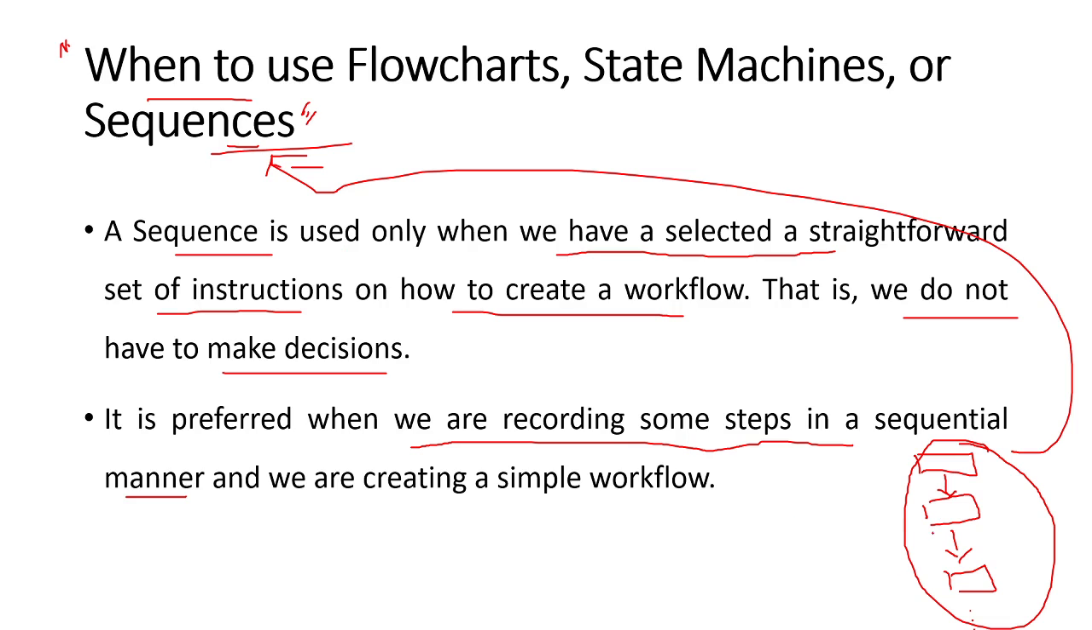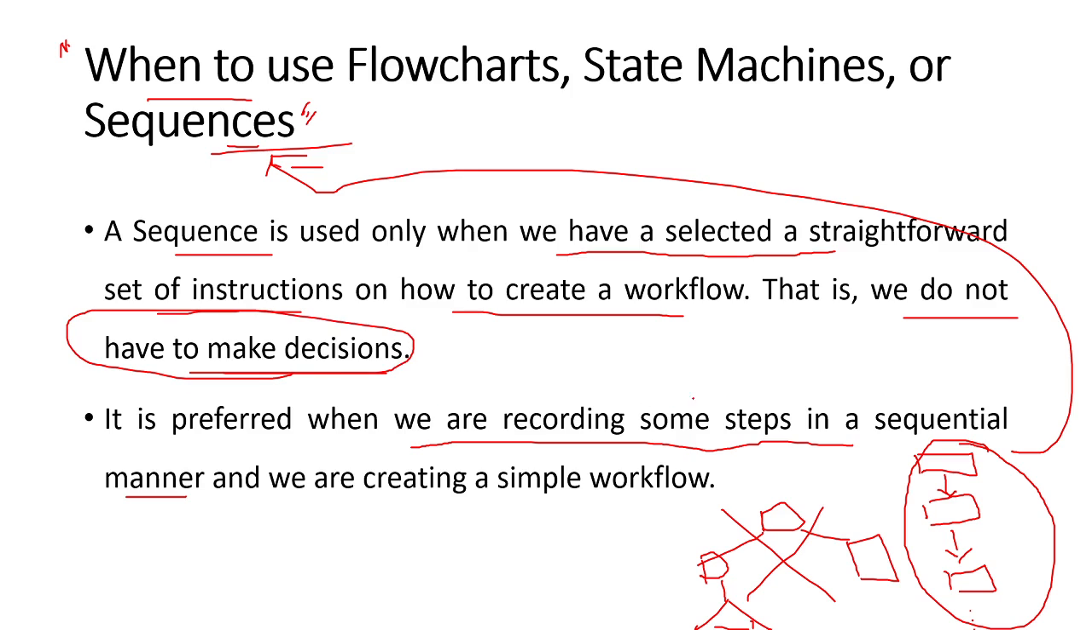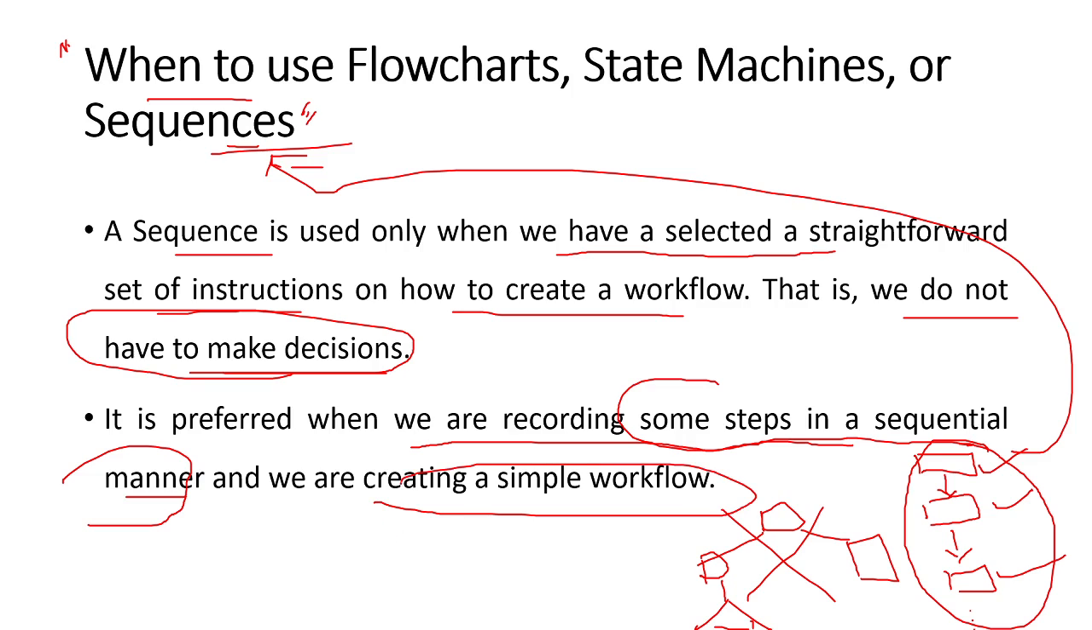Remember, usually in a sequence there will be no branching. Like if it is yes, you go here, if it is no, go here, then again one more condition here. So usually this kind of structure will not be present in the case of a sequence. That's what the author is telling, that when you don't want to make any decisions and you want to record some steps in a sequential manner, like one by one, then you can go ahead with a simple workflow by using a sequence, right? I hope you understood this, right? With that we shall move ahead.